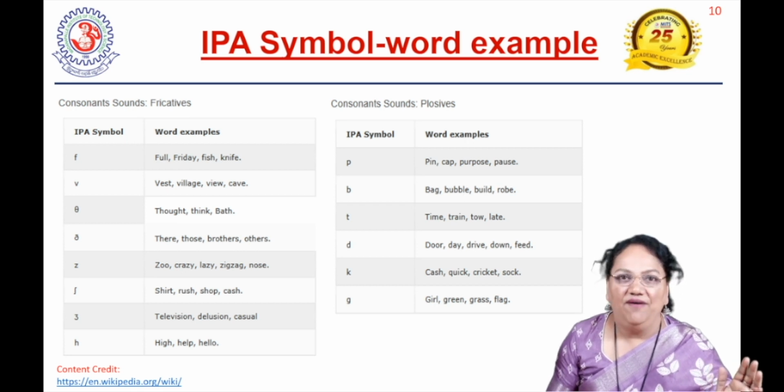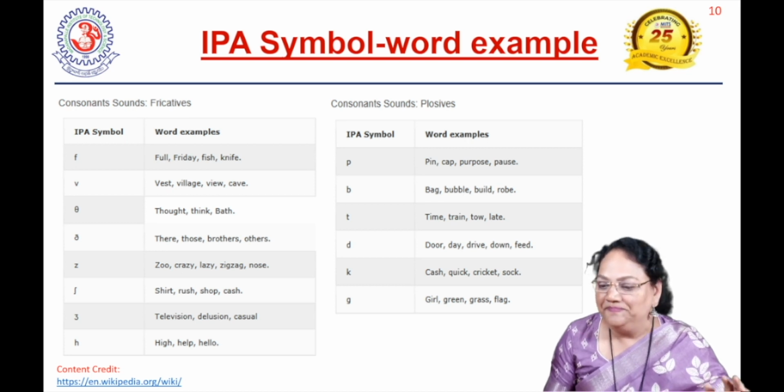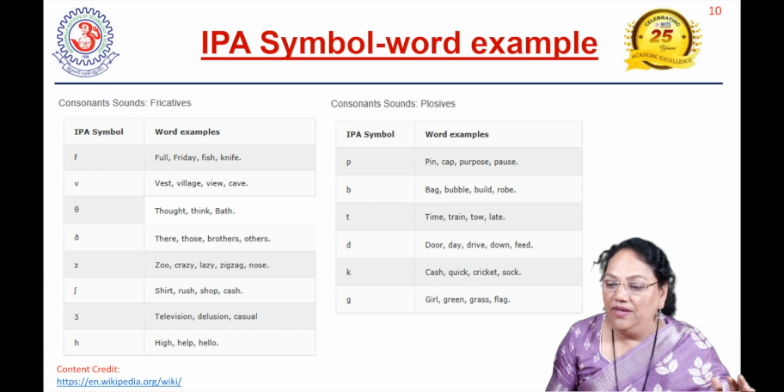First of all, /f/ is fa. You can observe my lips, the shape of my mouth, how I am making it, and you can understand that it's fa: full, Friday. Okay. Next comes /w/: west, village, view, were. Fine. Next comes th: thought, think, bath. Next the symbol is there. You can simultaneously observe the IPA symbols here. I'm just going with word examples to tell you the particular sound in that word. So it is: those, brothers, others.